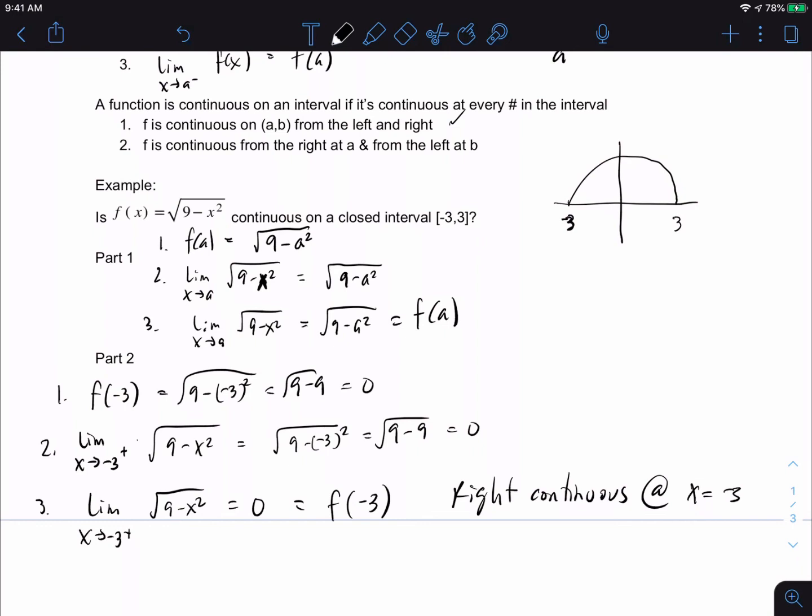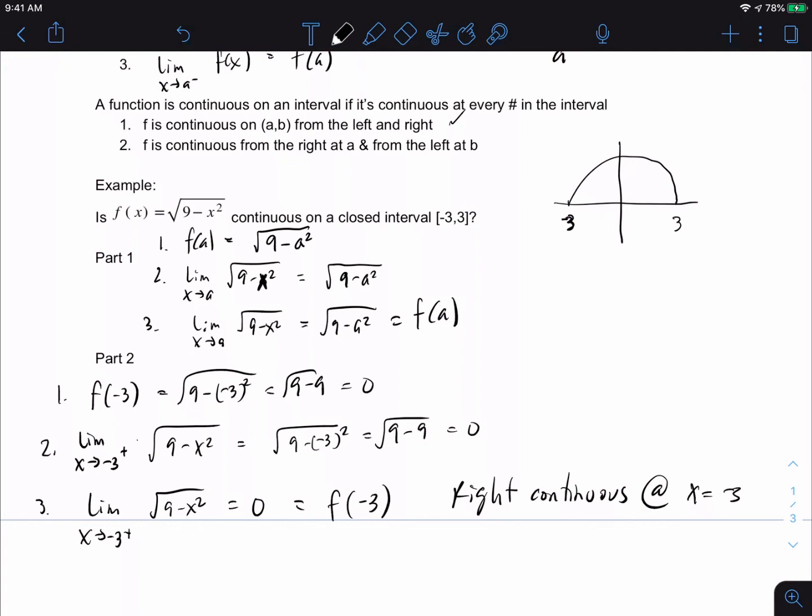To show the other one, you'd have to plug in, instead of -3, you're going to plug in what number? +3. Once you've shown both of those, plus part 1, you can say that this thing is continuous from -3 to 3. Make sense?